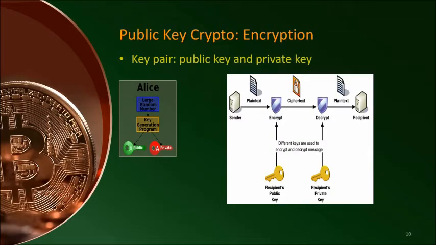So here is public key crypto encryption. Key pair: public key and private key. The public key is given to the public, that is, it is seen by the public, and there is the private key that is used for the decryption of the encrypted data. So here is one example of Alice: a random number is chosen, and the key generation program converts it to a public key and a private key.